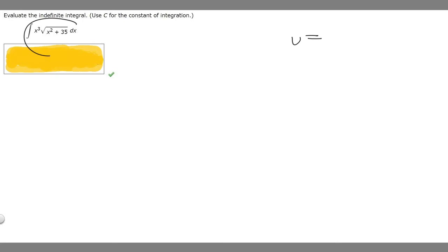And so we have the square root of something, so let's pick the something that's inside the square root to be our u. And it'll make more sense why we choose this later. So it's going to be x squared plus 35. That's going to be our u.